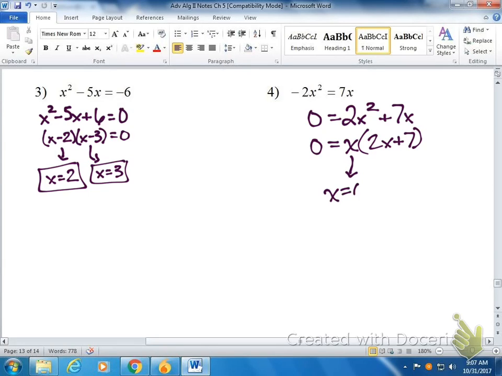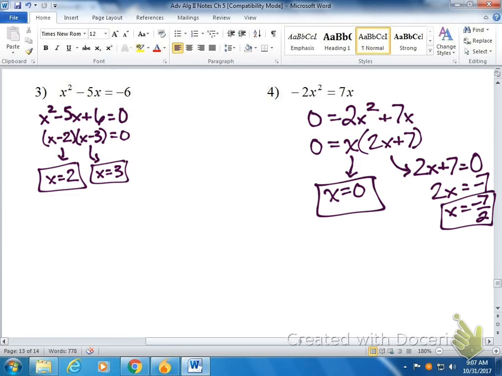X is 0. Or, well, I might have to set up a little equation because I can't do this in my head. Maybe subtract 7, divide by 2. We've got our two solutions. Again, we could have done quadratic formula. We would have just had to use 0 for the c term.